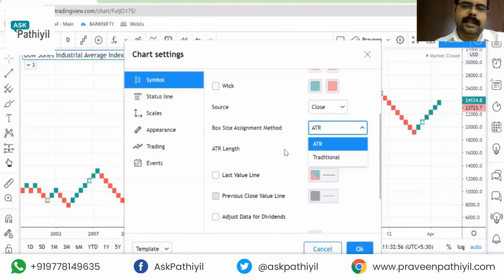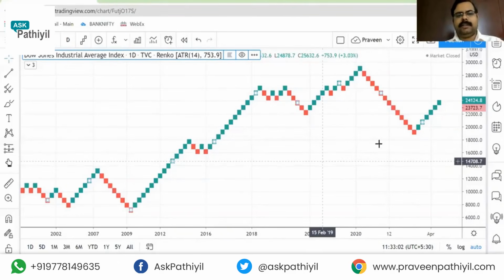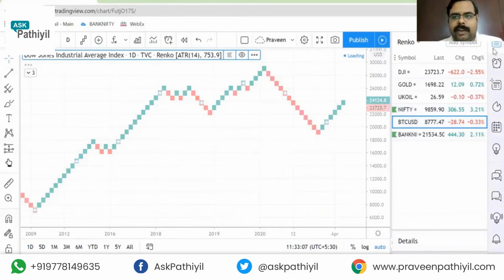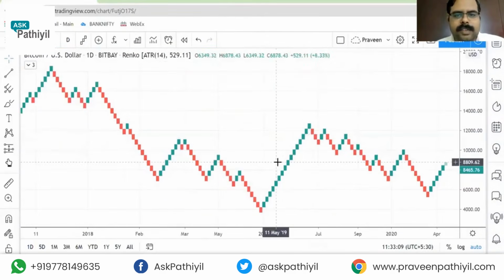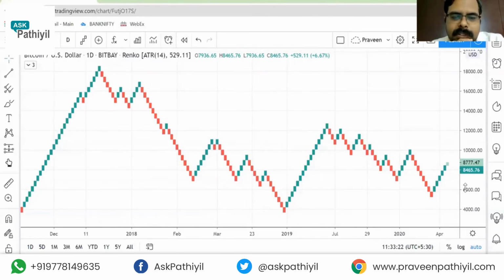So how do you go about fixing a box size? Say suppose I'm giving a chart of Dow Jones, or even a Bitcoin chart. This is a Bitcoin chart. How do you define the box size yourself without knowing anything about Renko charting? Tricky, isn't it? Okay. Now here is where the research comes in for us.